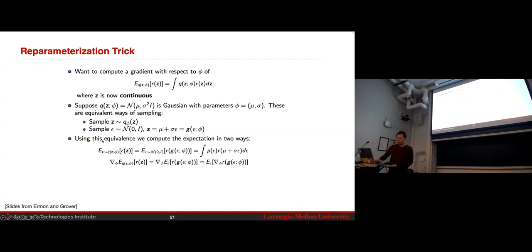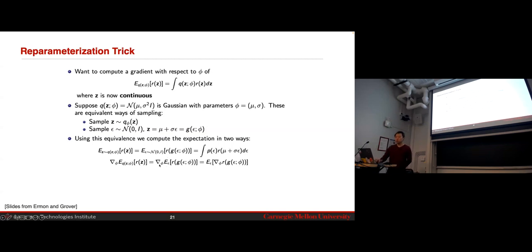Why is that? Observe that my expectation under Z of R of Z, the term that I care about, I can rewrite by sampling noise epsilon from a standard Gaussian instead of sampling Z from Q of Z. Once I have this noise, to transform it to Z, I multiply by the standard deviation and add the mean. That's my transformation function G. Then you evaluate R, whatever function you have inside, on G. If I rewrite it this way and want to take a gradient with respect to phi, observe that my expectation is now under standard Gaussian samples that have nothing to do with phi.